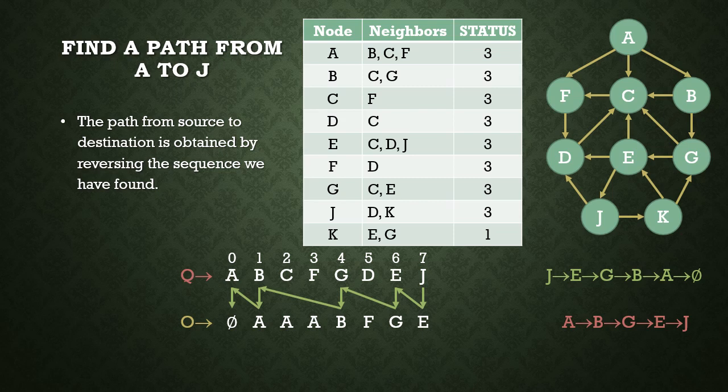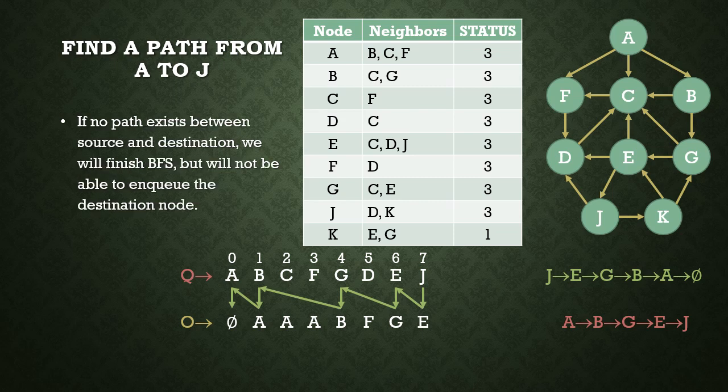And this is the path from A to J. If no path exists between source and destination, we will finish breadth first search but will not be able to enqueue the destination node. So when the queue is empty, we will come out of the loop of BFS and we will exit without a path.